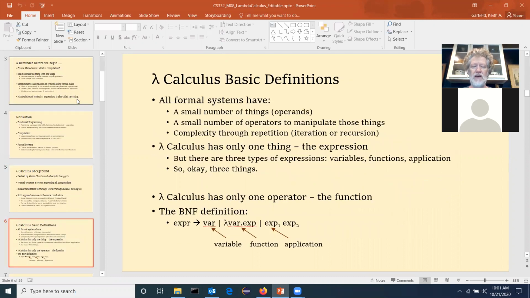Just the high points. We have the BNF definition for lambda calculus expressions. An expression can be a variable or a function. How do you know it's a function? It starts with lambda. Lambda, variable name, dot, expression, or application, expression 1, expression 2. So those are the things.